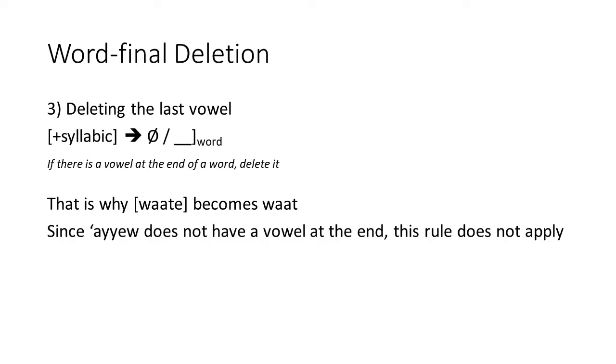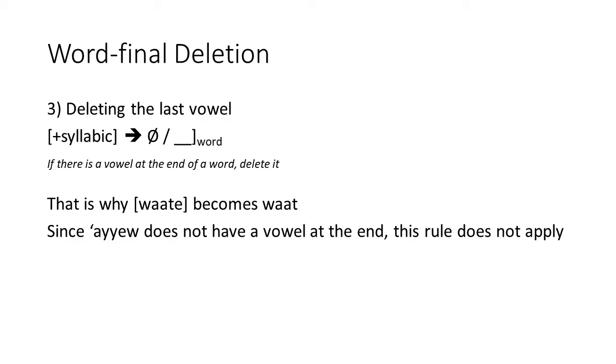So lastly, there's a third rule called word final deletion. So that's just when you delete the last vowel. If there is a vowel at the end of a word, you delete it. So this is why for other underlying forms like wate, the word to come, the surface form becomes wat. So there's no E. You just delete the E. But for verbs that went through metathesis and gemination, like ayyew, it does not have a vowel at the end. It has a W, a consonant. So this rule doesn't even apply.